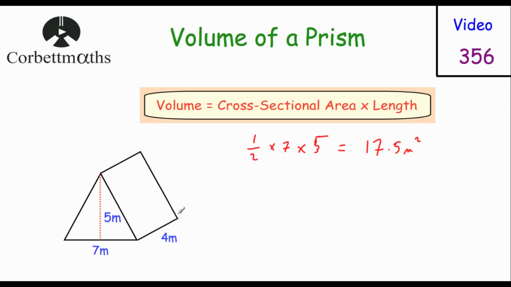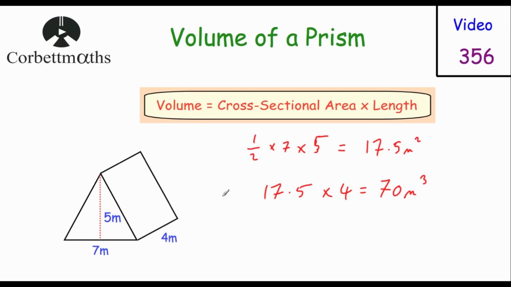Now we just need to multiply by how long the shape is, and the shape is 4 meters long. So if we do 17.5 multiplied by 4, that gives us the volume of this triangular prism. 17.5 multiplied by 4 equals 70, and the units would be cubed because it's the volume, so 70 meters cubed. So to find the volume of a prism, you get the area of the cross section and then multiply by how long it is, or alternatively, if it's standing upright, you multiply by how tall it is.